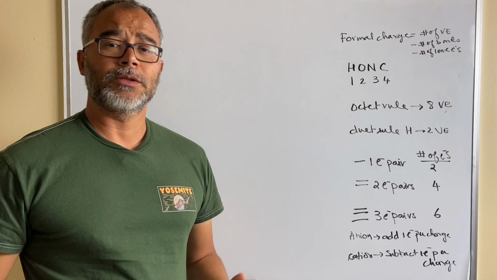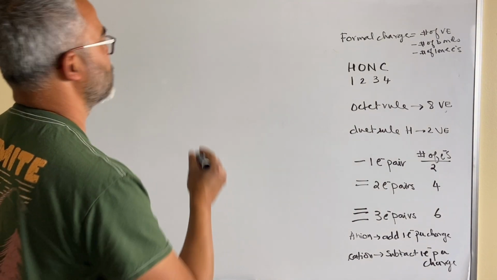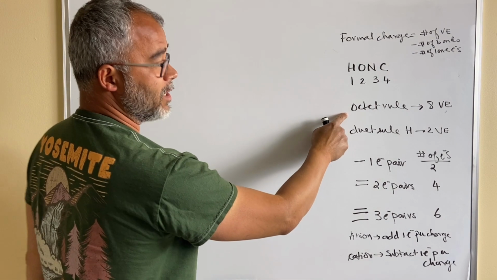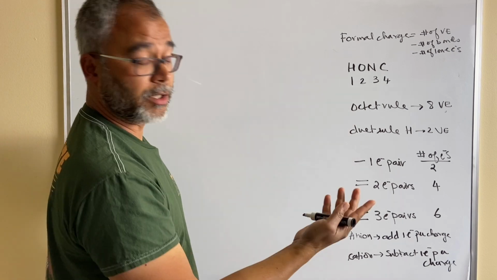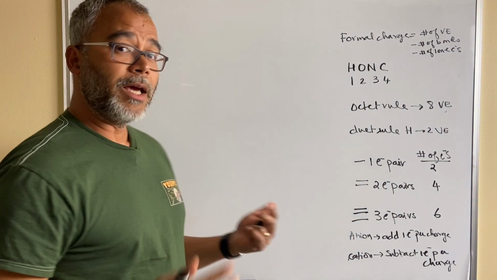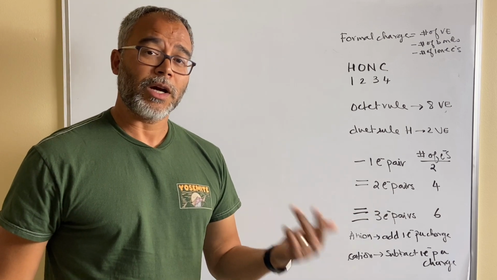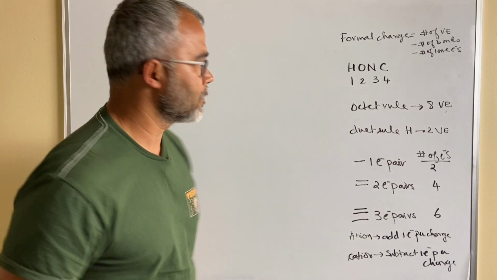Let's talk about exceptions to the octet rule. There are three exceptions to the octet rule. So far we've been learning Lewis structures, and we've seen that pretty much with the exception of hydrogen, everything else is obeying the octet rule. There are cases where the octet rule is not obeyed and still you draw a valid Lewis structure, except there are no 8 valence electrons.